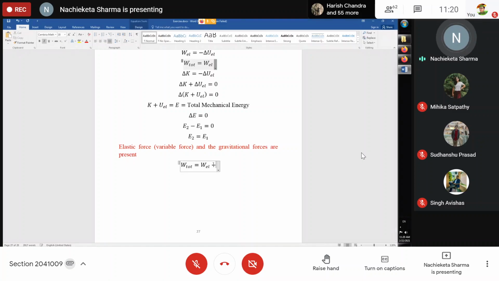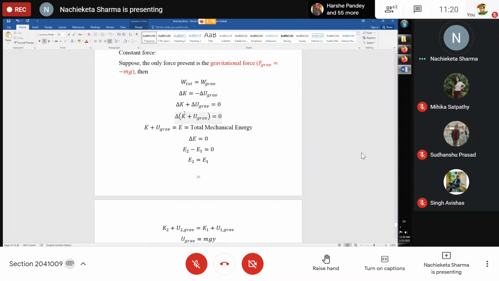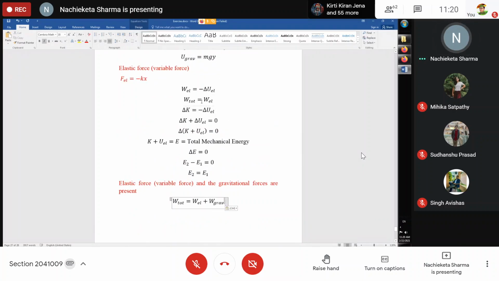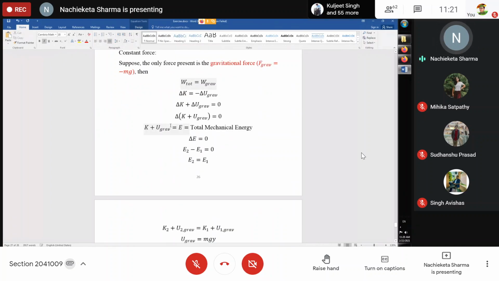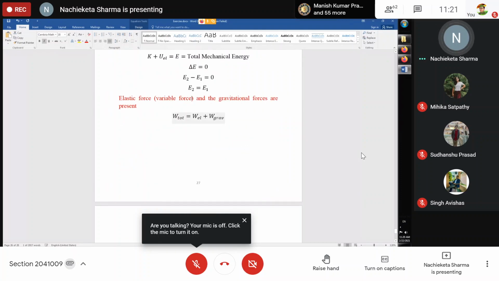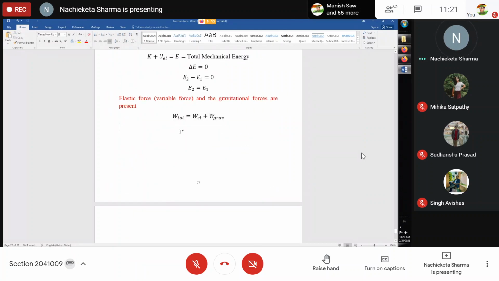W EL plus W grav, isn't it? This is equal to W grav plus W EL, because now both the forces will do work. The gravitational force will do work and the elastic force also does work. But W total is equal to W EL plus W grav. But W total is equal to delta K. You see, we have written W total is equal to delta K, isn't it? Have you not written it? So I will write W total is equal to delta K.